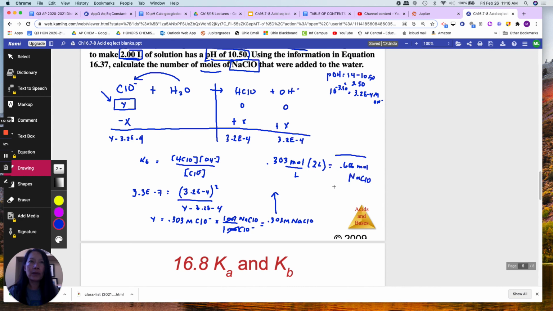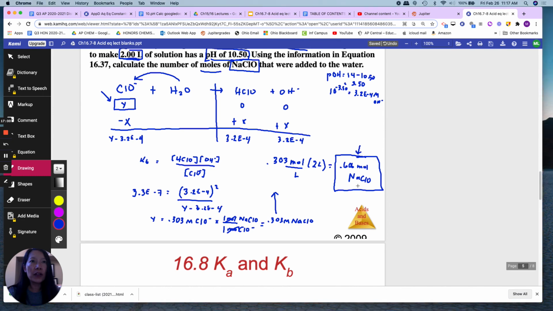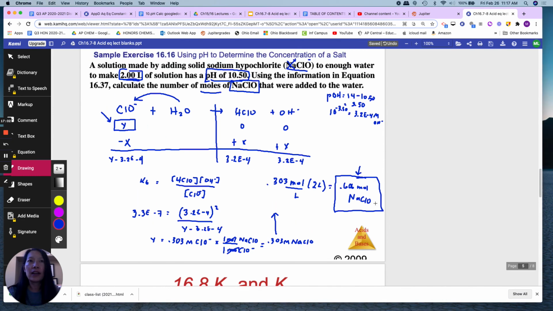So what this means is if you put this much NaClO that you get from a jar of solid, and you weigh it on a scale, and you add some water to it, up to 2 liters total solution, your solution will have a pOH of 3.50, or you're going to have a pH of 10.50. That's how you make a 10.50 pH solution using NaClO.